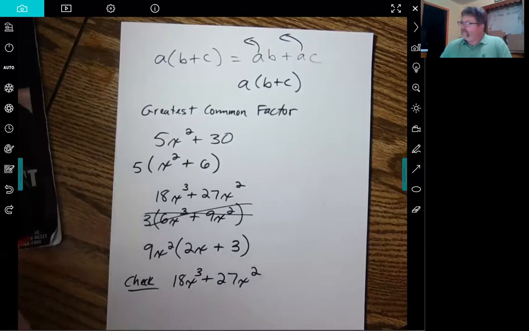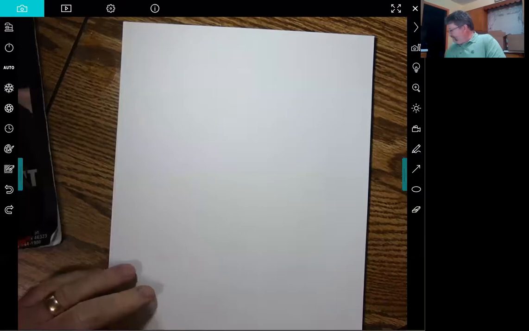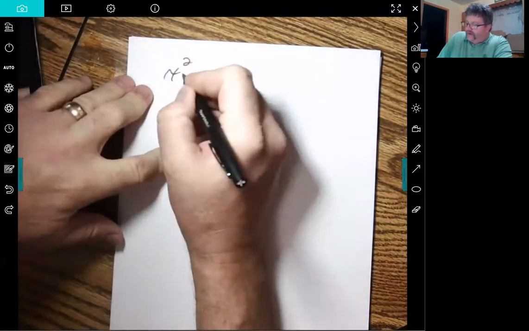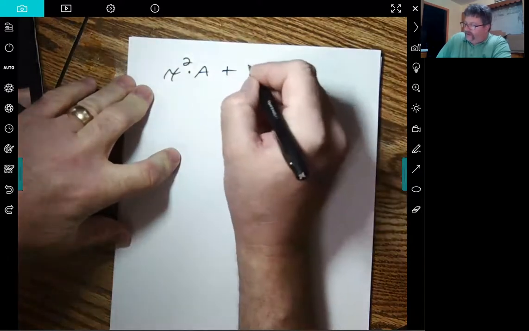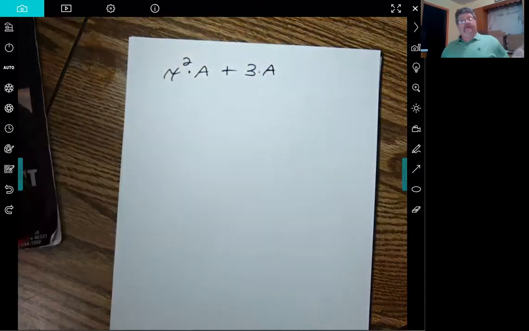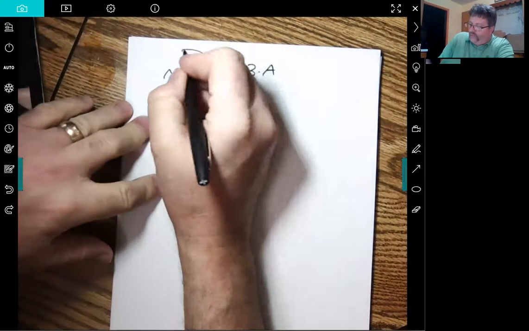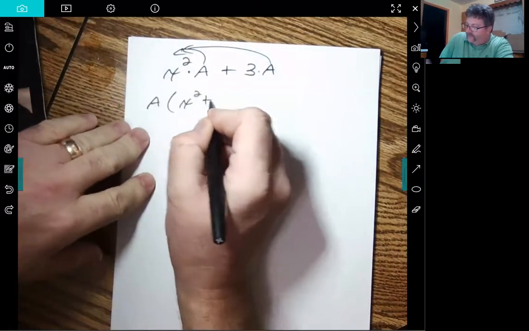What if my greatest common factor isn't as obvious to see? In other words, what if I gave you something like this, x squared times a, I'll make this one kind of blatant, plus 3 times a. I said, hey, what's common? Factor out what's common. And you say, well, a is common. So, okay. Out comes the old a there, and I'm left with an x squared plus 3.